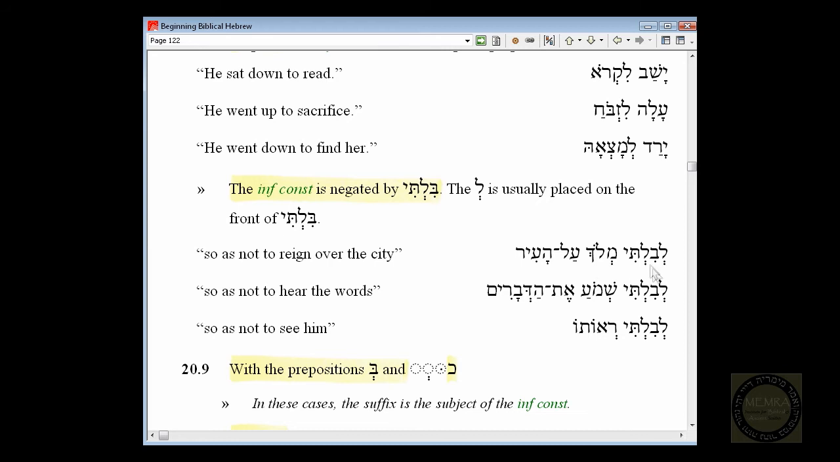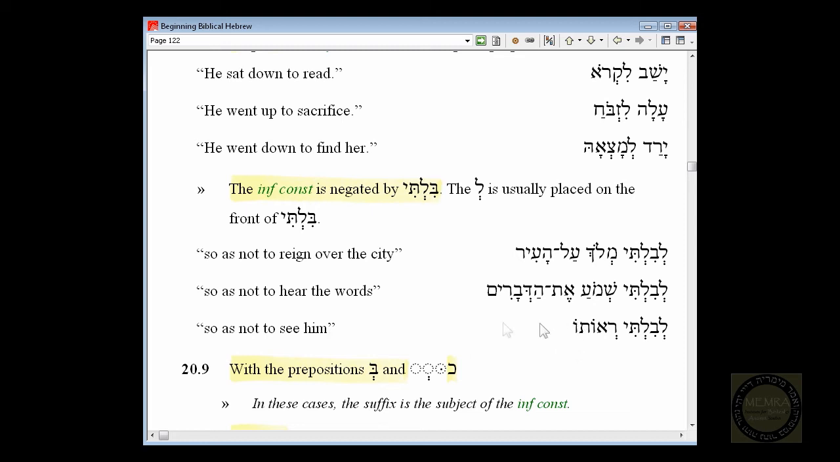So here we have one. Here's biltî. Here's our infinitive construct. Here's shivah holam. Down here we have shivah holam, even though we have the t and then a suffix added. And again, look at how it's translated. Not to see, there's our infinitive, him.